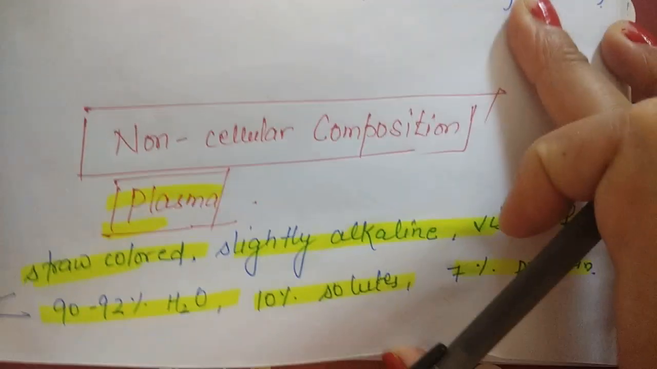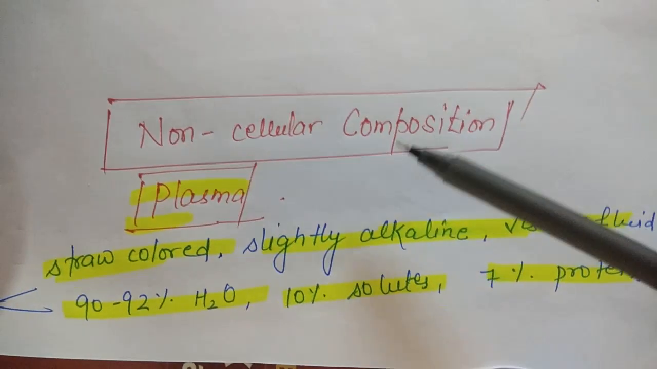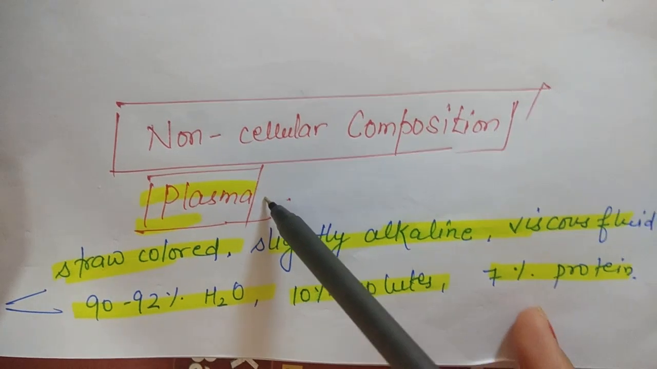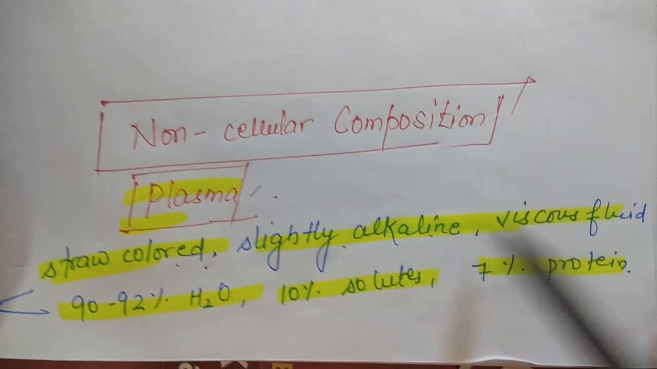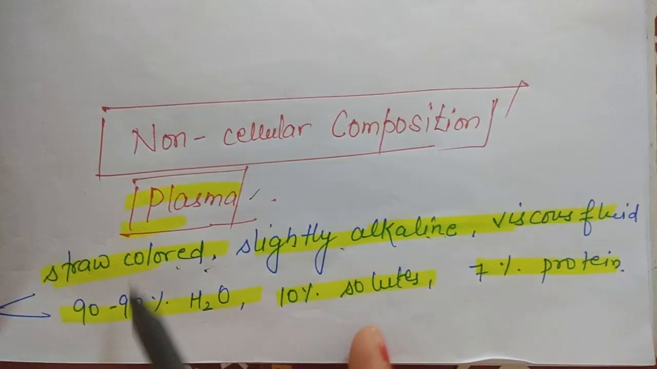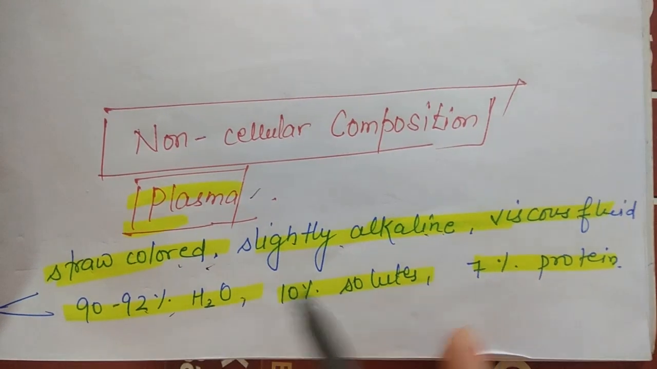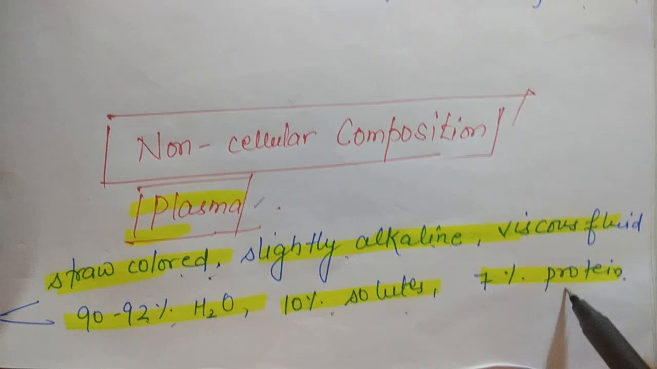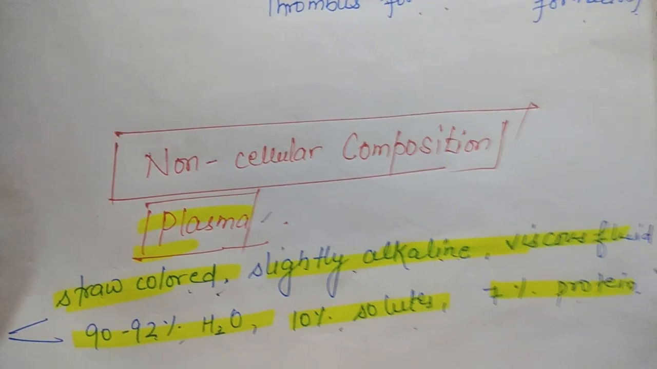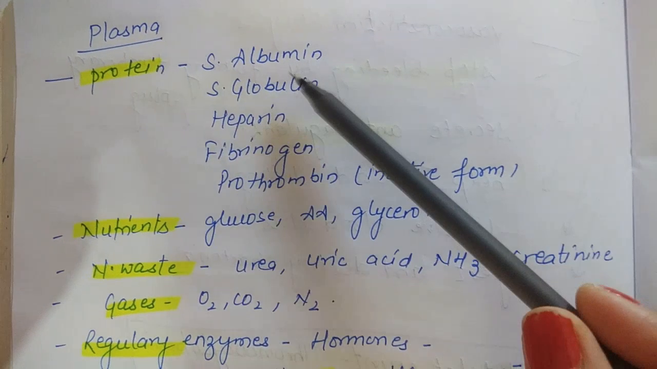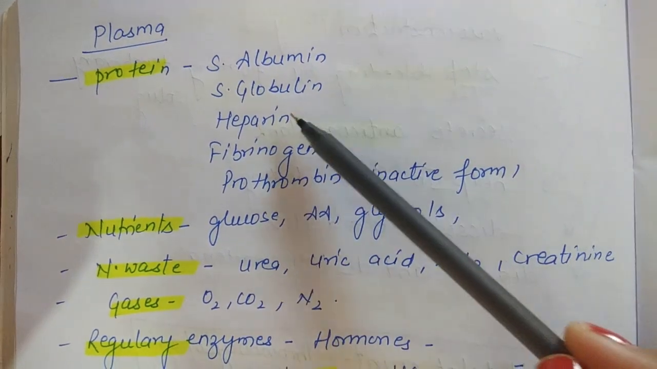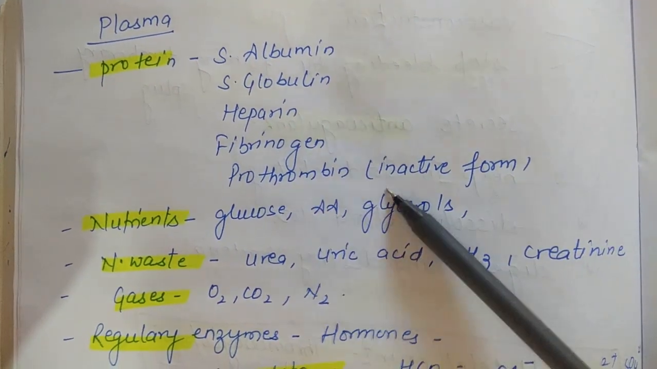Now continuing with the non-cellular composition. The non-cellular composition has plasma. Plasma is a straw-colored, slightly alkaline, viscous fluid. It contains 90% water, 10% solute and 7% protein. The proteins that plasma contains are serum albumin, serum globulin, heparin, fibrinogen and prothrombin.